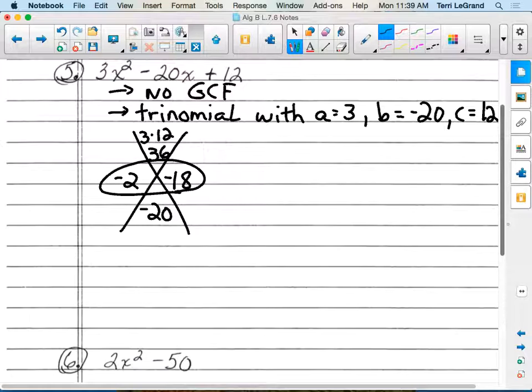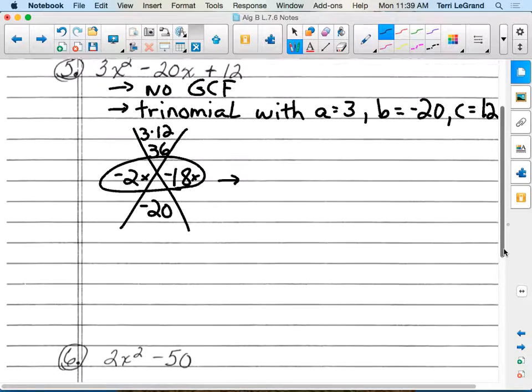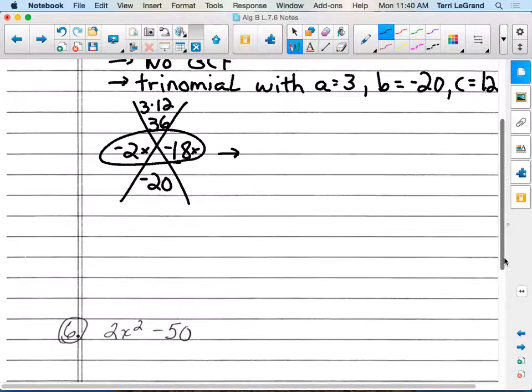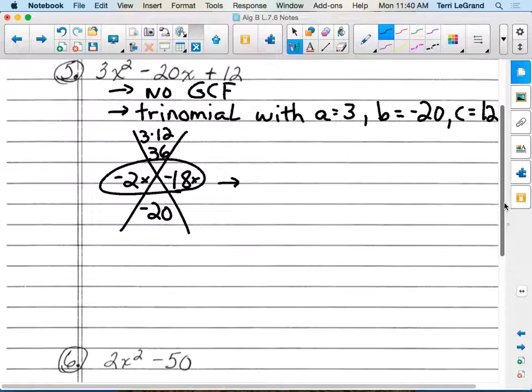Now, what do these become though? They become x's, don't they? Those are actually x's, aren't they? So now we're going to rename our trinomial as a 4-term polynomial, replacing the subtract 20x. We forgot to change it to add the opposite, didn't we? Subtract 20x, or our -20x, is going to get replaced with the -2x and the -18x, and the first term and the last term stay the same.